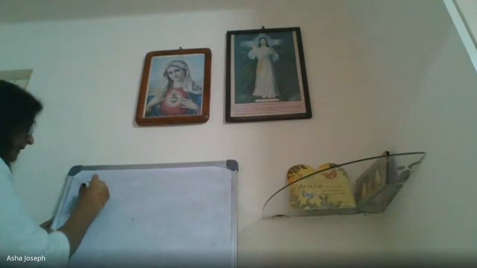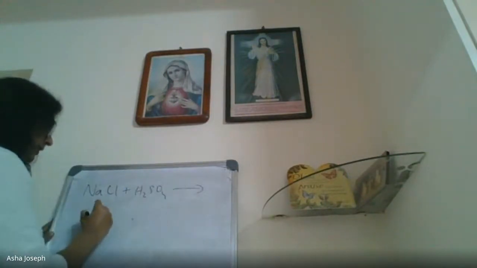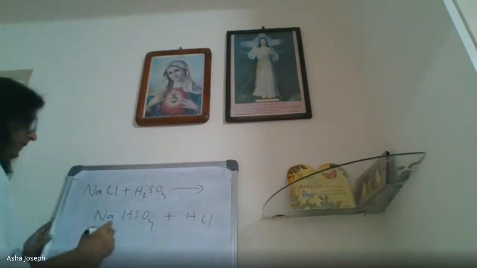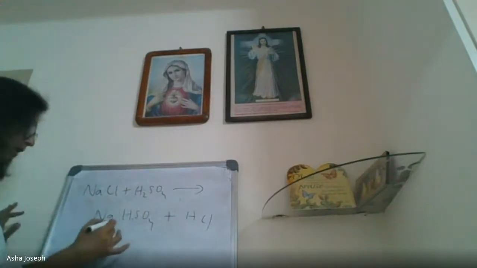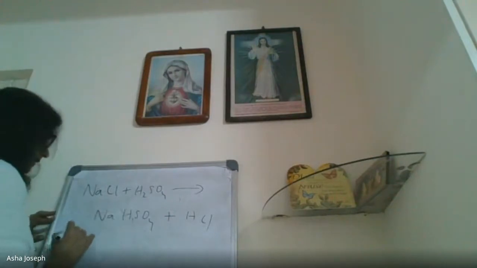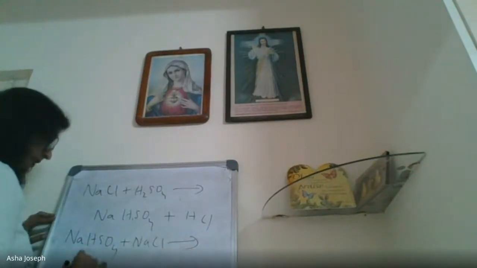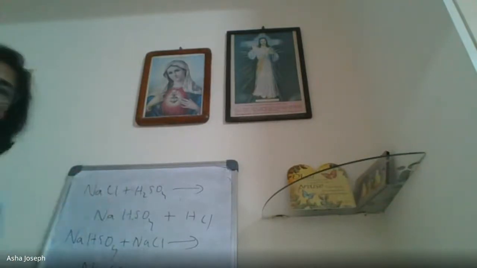So NaCl plus H2SO4, you will get NaHSO4 plus HCl. So balanced. Now another method from this: NaHSO4 plus NaCl, you can get Na2SO4 and HCl. So two methods are there. Sodium bisulfate with NaCl, and NaCl with the sulfuric acid.